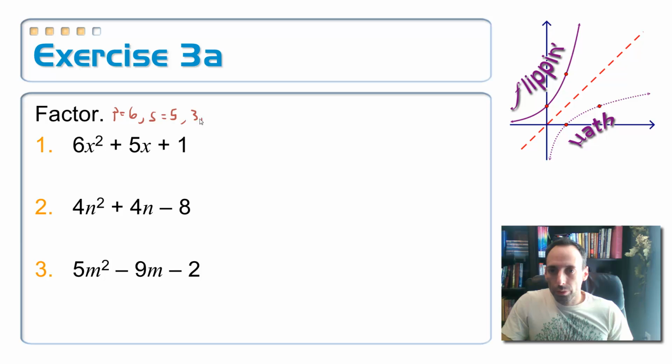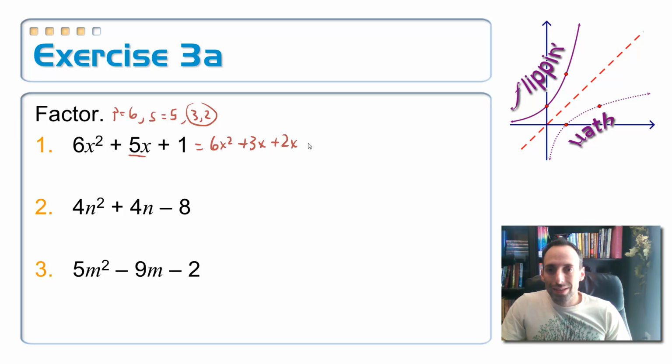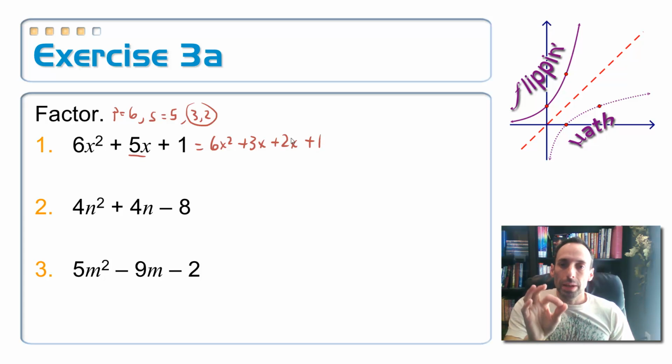How about a 3 and a 2? Okay, so those are the ones that I'm going to use to expand out the 5x. So I'm going to rewrite this as 6x squared plus 3x plus 2x plus 1. And it makes no difference which one of those came first. We could have put the 2x before the 3x. It wouldn't matter. You would still get the same factors at the end.